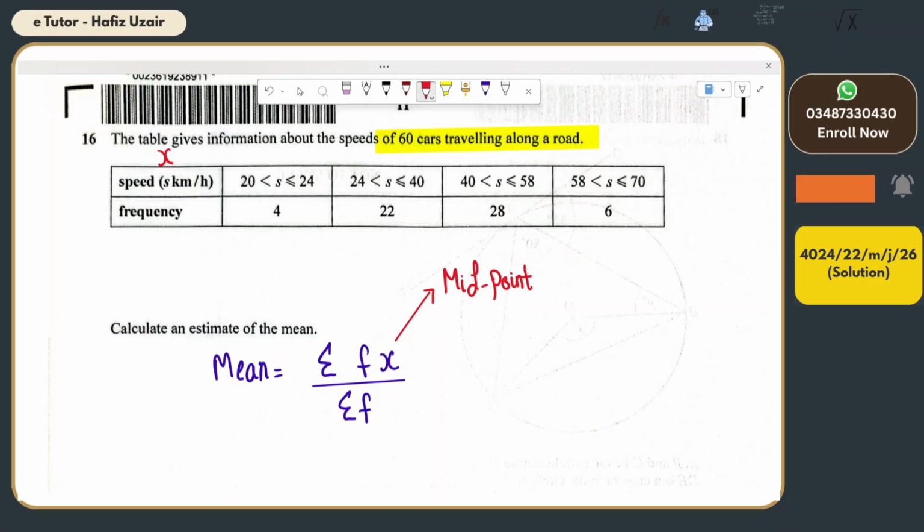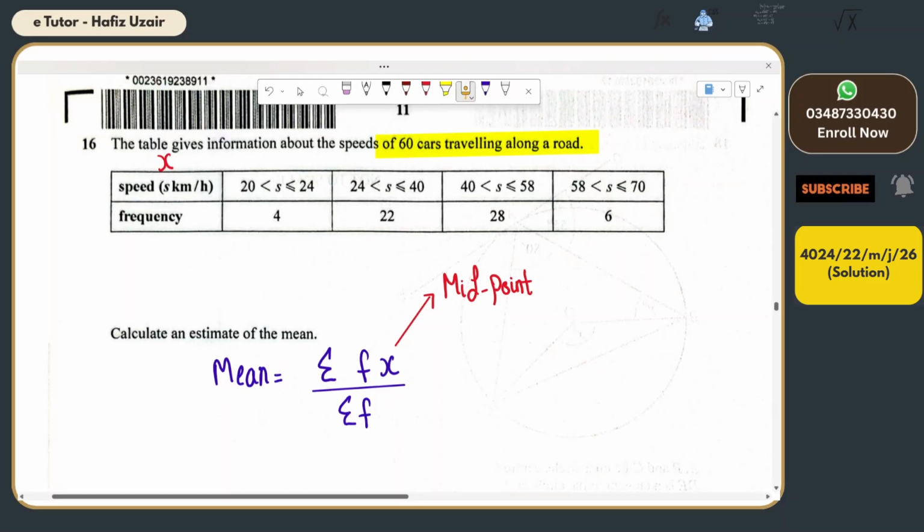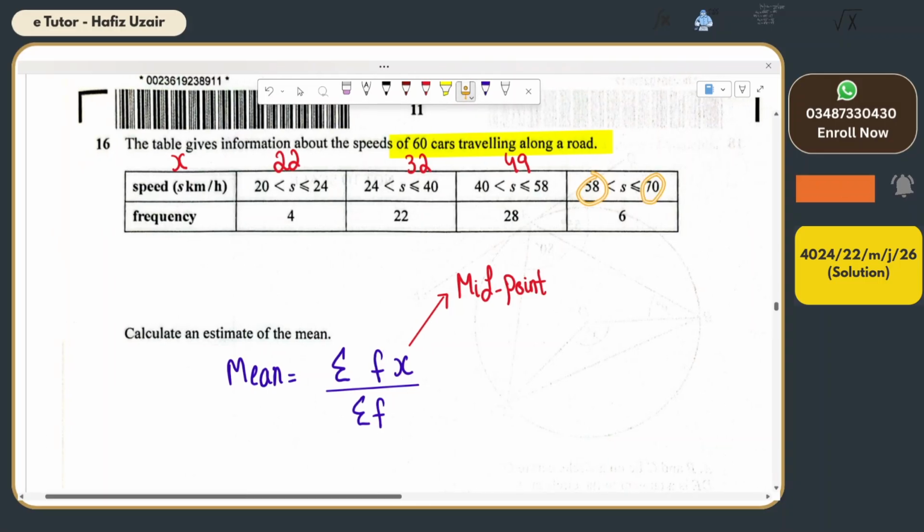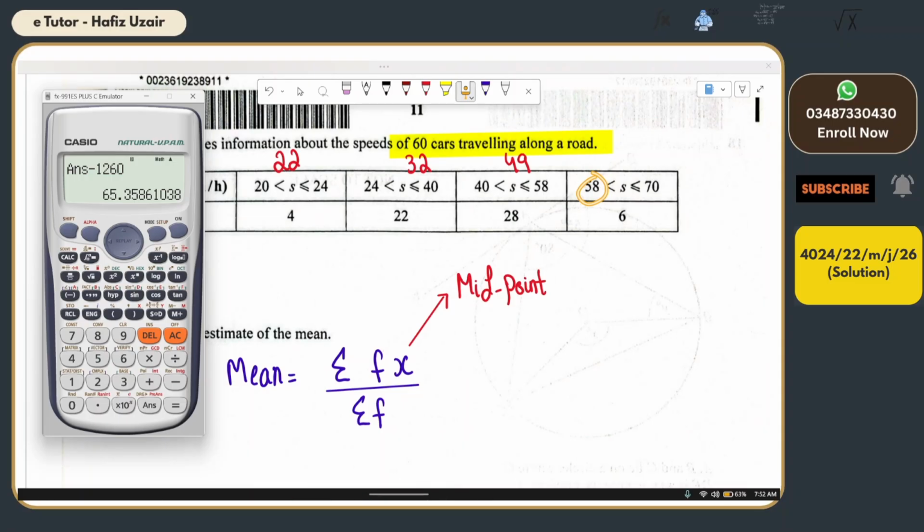Now to find the midpoint of these numbers, we just need to add these two numbers, 20 plus 24, and that will be equal to 44. If we divide it by 2, you can write the answer over here. The midpoint of this one is 22. You can also do it mentally. 24 plus 40 will be equal to 64, so this comes out to 32. And 40 plus 58 will be 98, and 98 by 2 is 49. All right, now 58 plus 70, let's do it on the calculator. 58 plus 70, then divided by 2, so you'll get 64 over here.